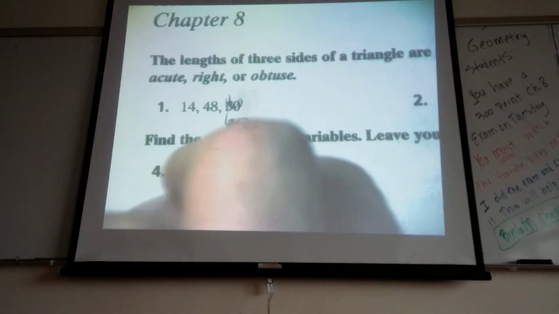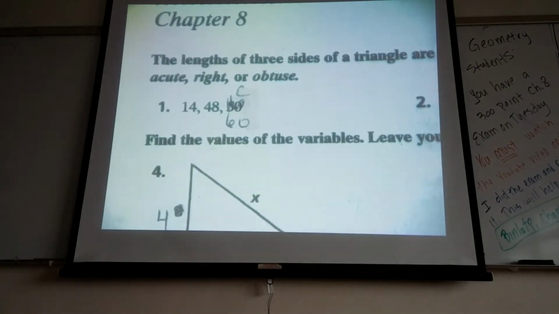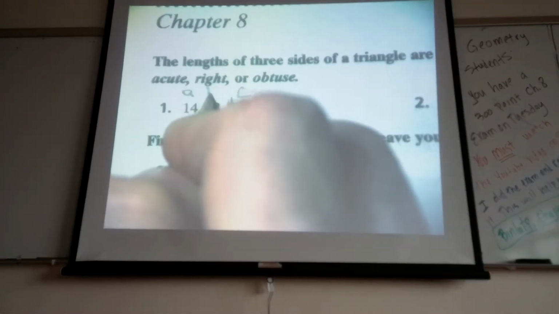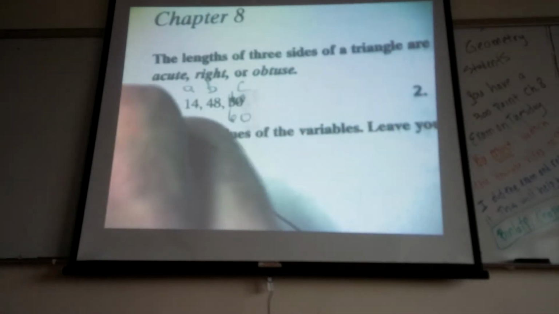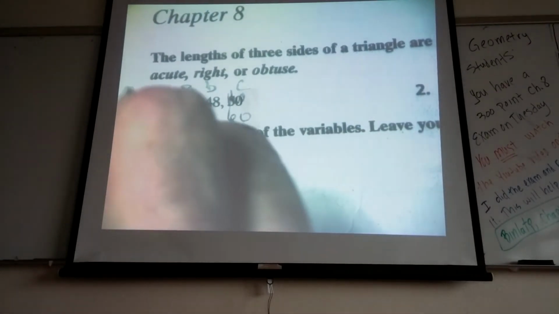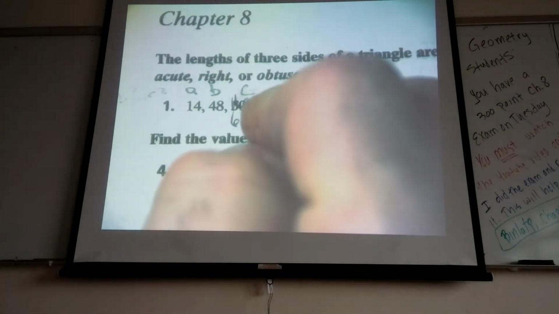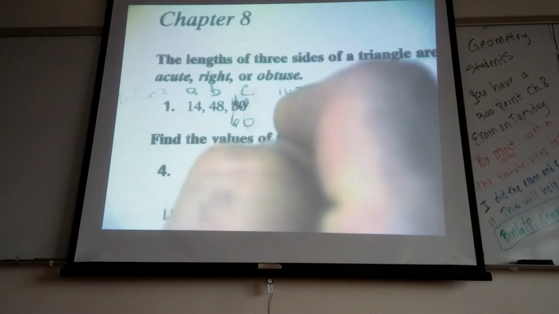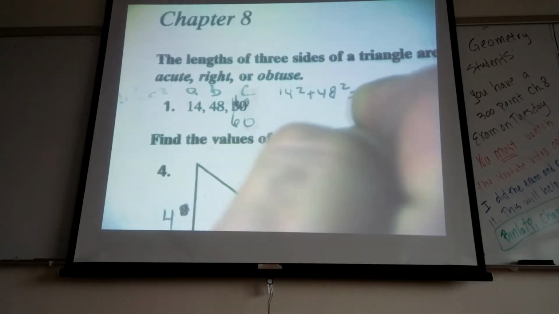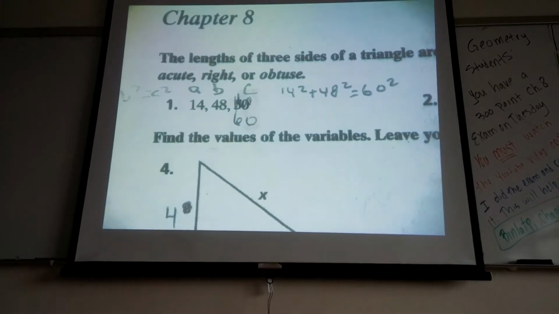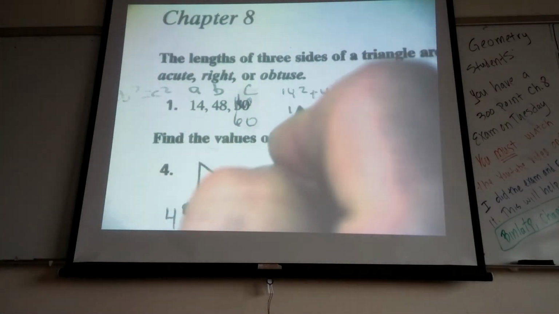The big side is going to be C, and for the two smaller sides, it doesn't matter, but one would be A, the other one would be B. And we want to use the Pythagorean theorem, which is A squared plus B squared equals C squared. So if we do this one, we're going to have 14 squared plus 48 squared equals 60 squared. 14 squared is 196.